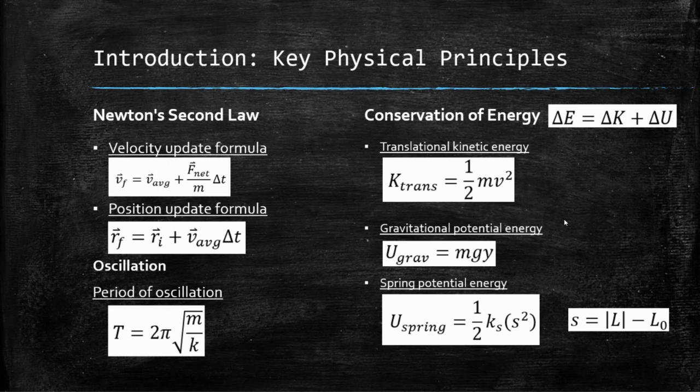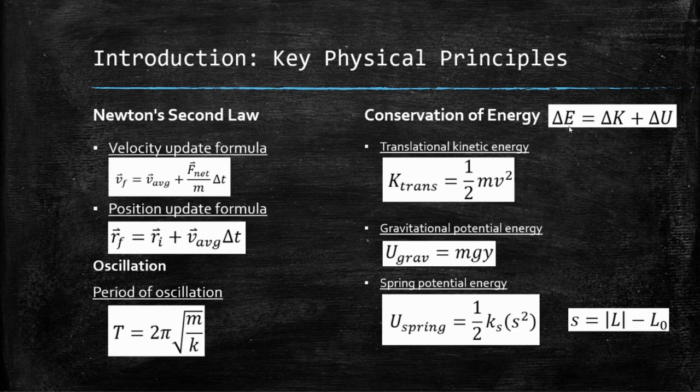Here are the main physical principles that we're going to be using in this lab. First is Newton's second law. The velocity and position update formulas can both be derived from that, and those are obviously going to be useful in our calculation loop. And we're also using the oscillation period formula, T equals 2 pi times the square root of m over the spring constant K. That's going to be used to calculate the spring constant, and then the spring force and spring potential energy later on. We're using the conservation of energy principle, delta E equals delta K plus delta U.